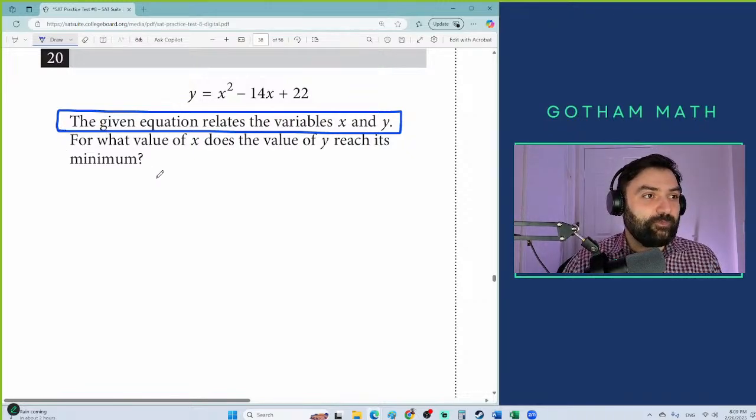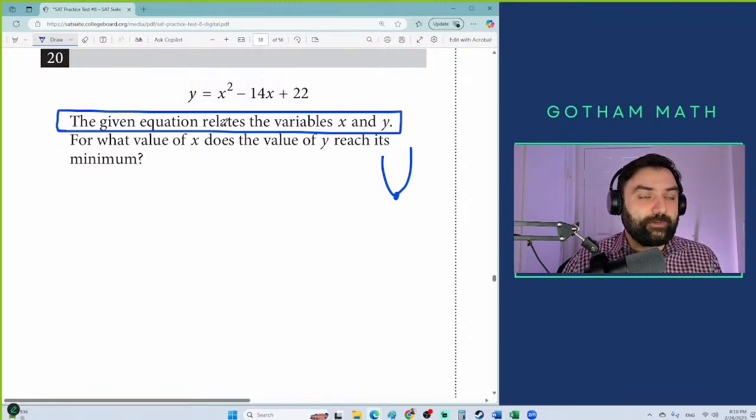All right, so for what value of x does the value of y reach its minimum? Well, that's a legit question. This is a weird way of asking us what is the minimum of that quadratic equation? Or maybe in other words, what is the vertex of this quadratic equation? There's a technical way of looking for it, but do we really have to if we have Desmos? I don't think so. You go to Desmos, you put it in, you get it.